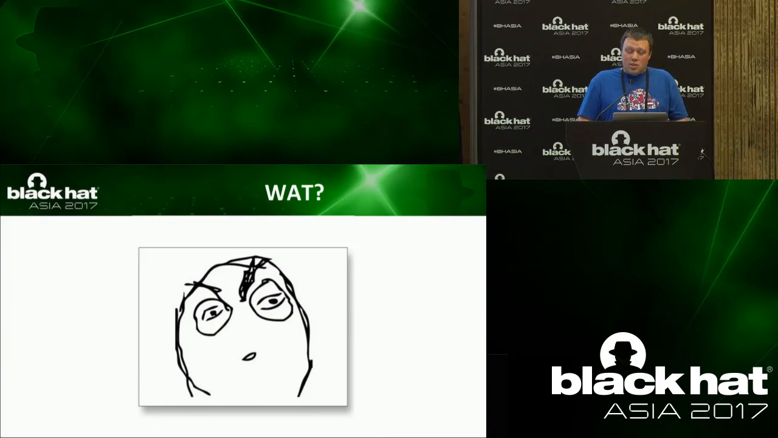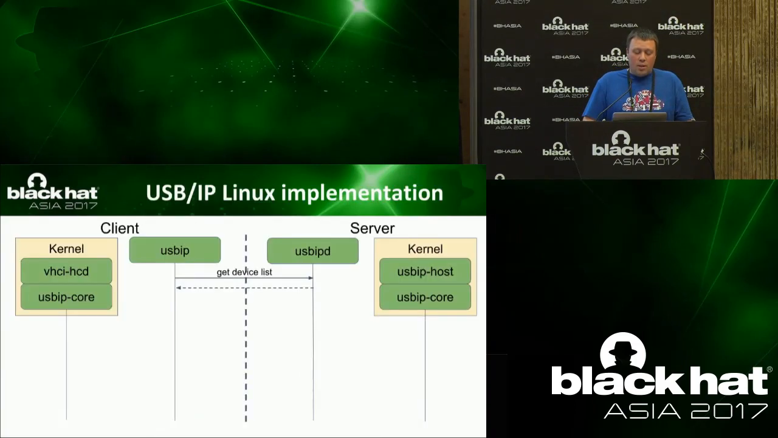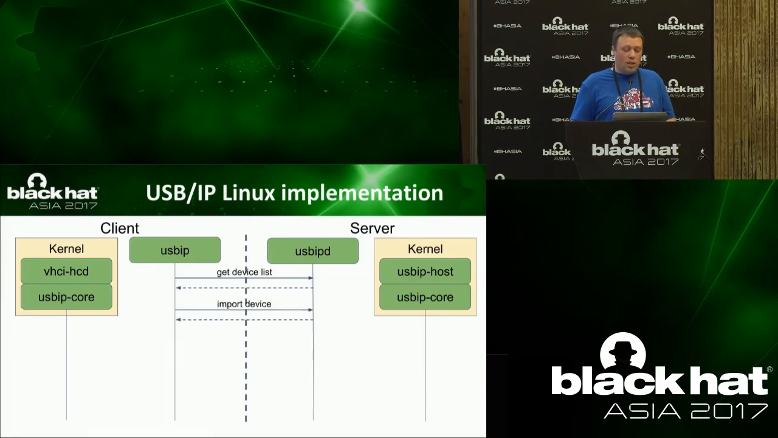Then I started digging into the source code, and it turns out that the way it really works is the following. First, when you send the list command, what it basically does is the client utility opens a TCP connection to the server, sends a request, give me the list of devices, the server just sends a reply, the client displays the reply and closes the TCP connection, and that's it. The interesting part is when you send the request to import the device.